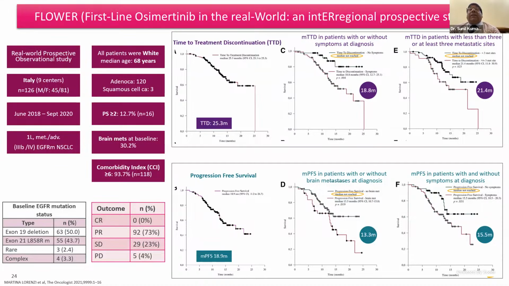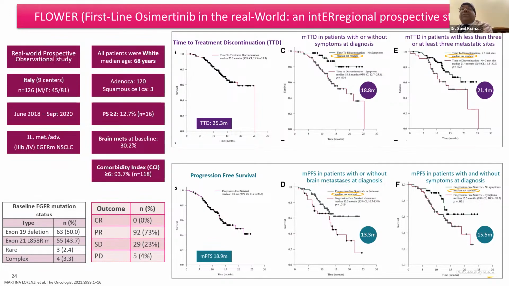They mention exon 19 deletion seen in approximately 50% of patients. Exon 21 L858R is seen in 43% of patients. This means these two mutations are seen in approximately 90% of patients, as compared to rare mutations at 2.4% and complex mutations at 3.5%. You can say 95% of patients have an exon 19 deletion or exon 21 mutation.